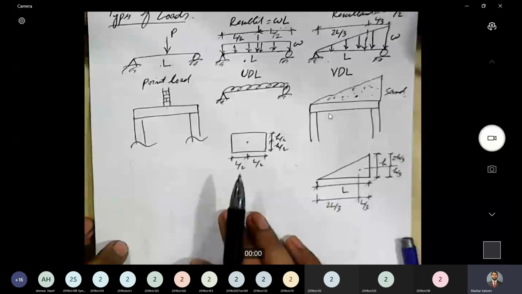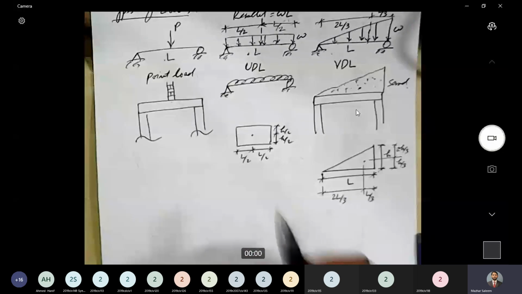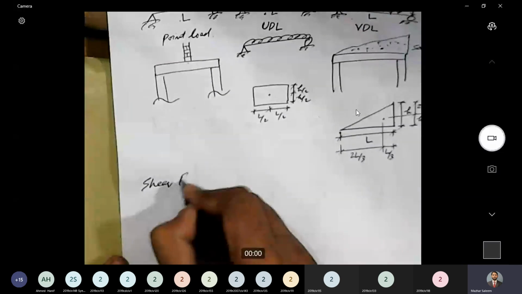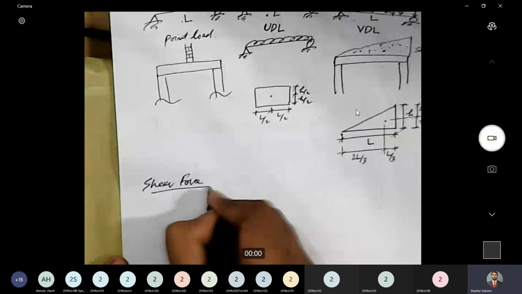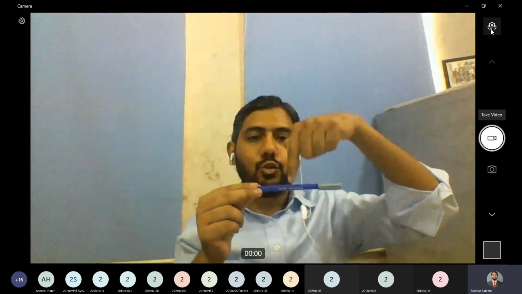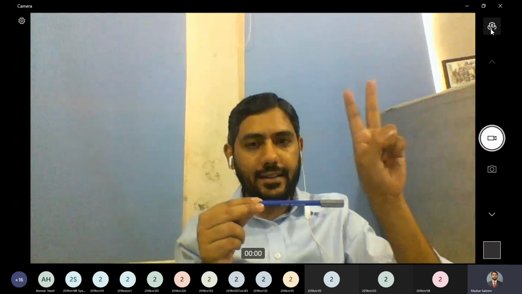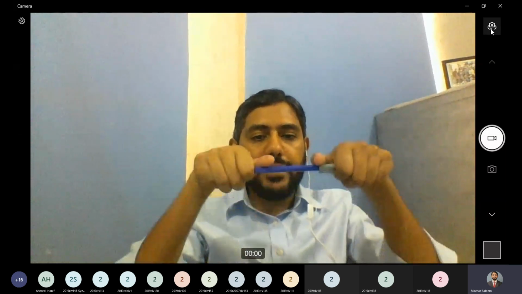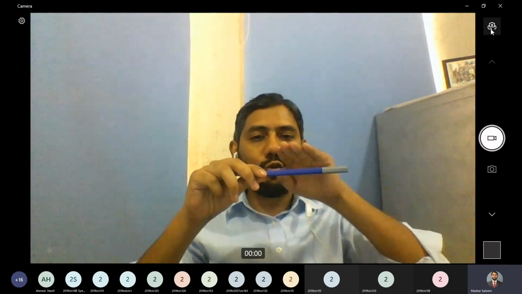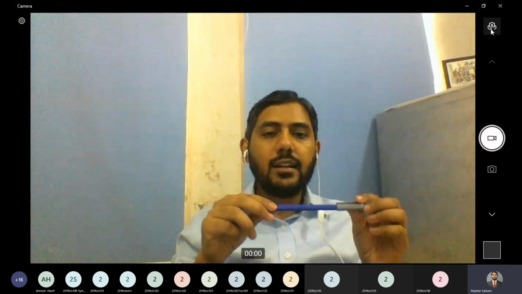Okay, you're welcome. Now let's consider the last two very important definitions: shear force and bending moment. Shear force. If we have a beam and it is subjected to a transverse load, this load has two tendencies. One tendency is to bend the member and the other tendency is to break the member. When we apply load, it tends to break the member or slide it.